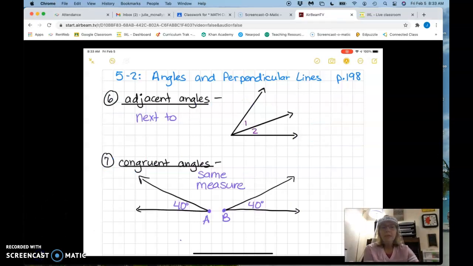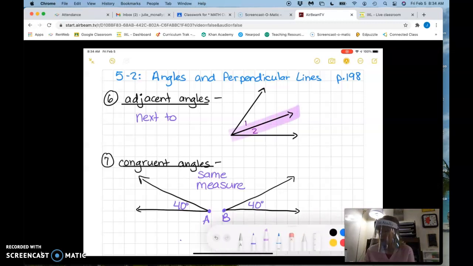All right, so adjacent angles means they're next to each other. Adjacent means next to. So if you're talking about adjacent angles, you're going to name two angles that are touching each other, that share a common ray. So the ray that's being shared in this one would be this middle line. Both angles are touching that ray, so they are adjacent to each other. And then congruent angles means that they have the same measure. Congruent means same. They're equal. So if I have two angles that are both 40 degrees, they are congruent to each other.